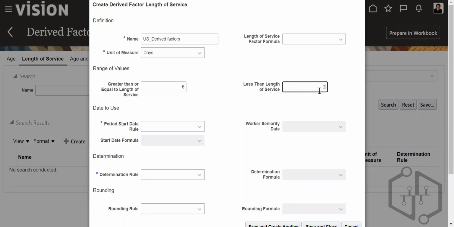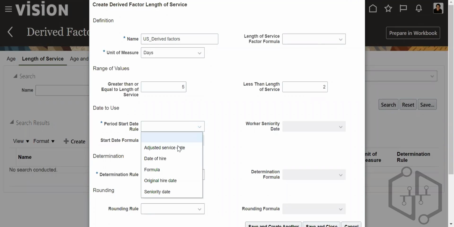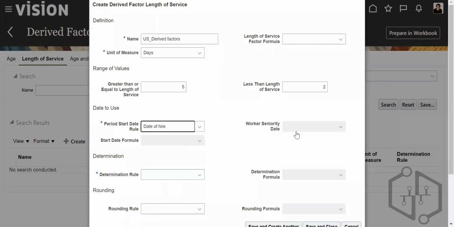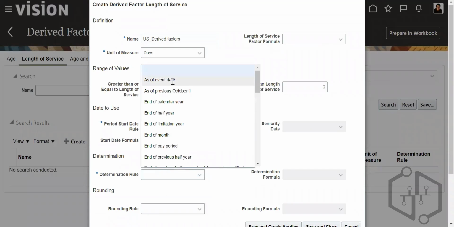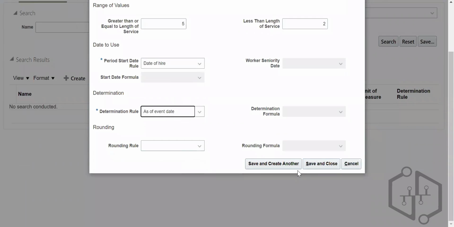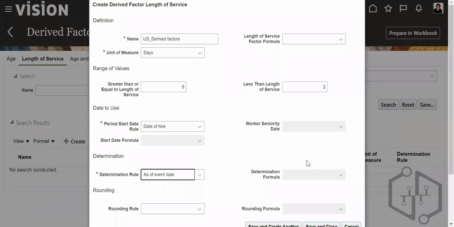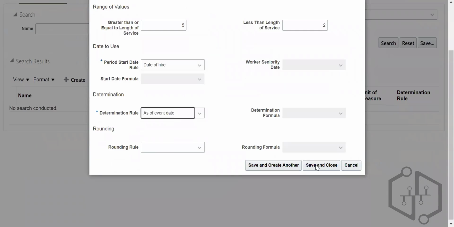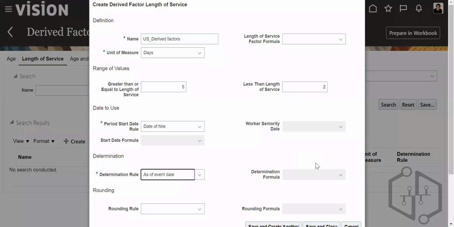Less than. No, it's just reverse. Whatever you are putting, that is the length of service. Here the start date formula is date of hire, determination rule as of event date. Okay, so that is US underscore drive factors. Save and close.